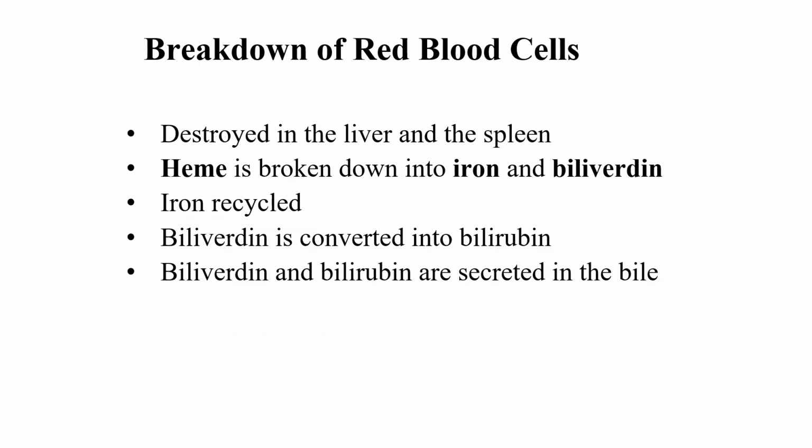Worn out and damaged red blood cells are destroyed by the liver and the spleen. Heme is going to be broken down into iron and biliverdin. The iron is going to be recycled to be used again, while the biliverdin is going to be converted into bilirubin. Now, biliverdin and bilirubin are going to be secreted in the bowel and then later excreted by the body.